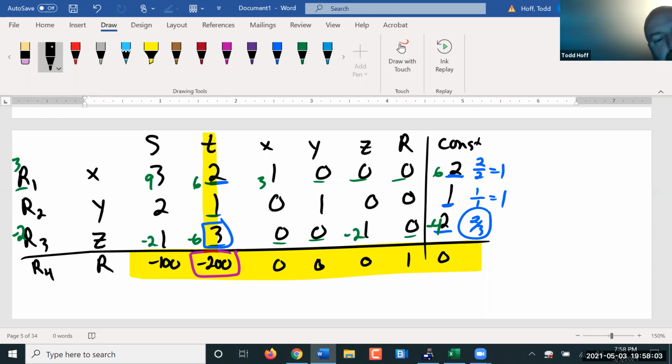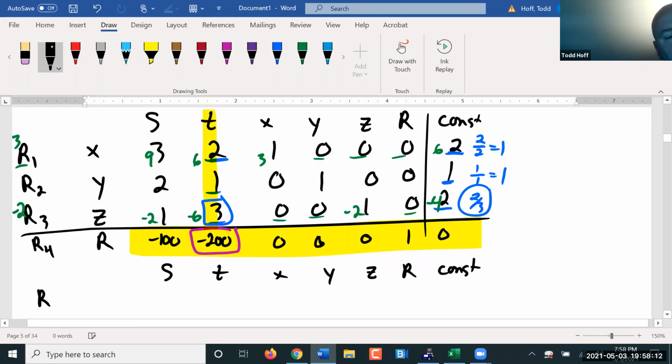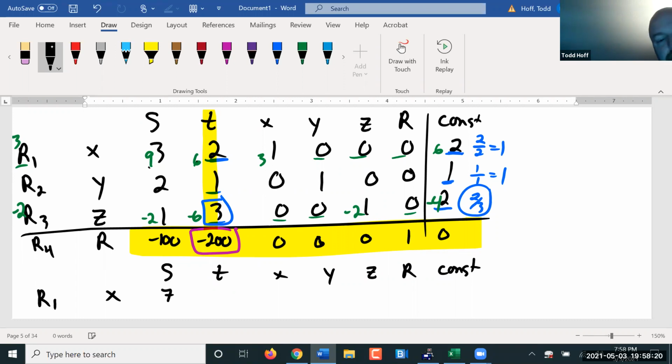So let's combine those. So I've got S, T, X, Y, Z, R, and constant. Row 1, it's still going to be row X, but I'm going to combine 9 and -2 makes 7. 6 and -6 makes 0. Now that's the big one. We wanted to zero that one out, so that's good. 3 and 0 make 3. 0 and 0 make 0. 0 and -2 make -2. 0 and 0 make 0. 6 and -4 make 2. So we replace row 1.